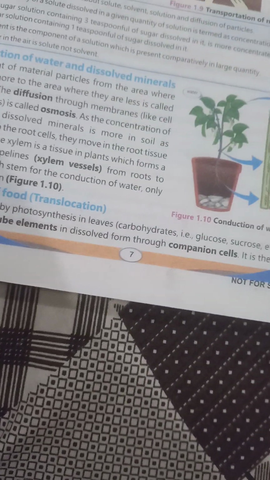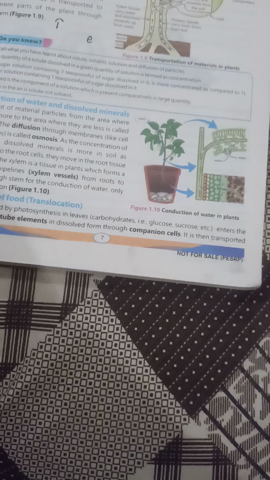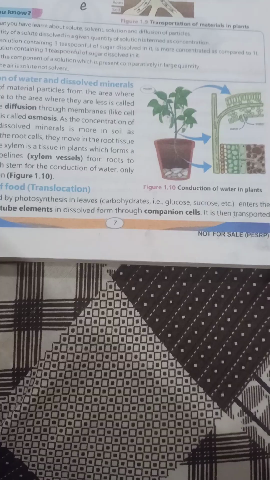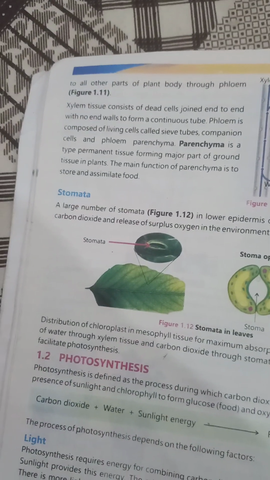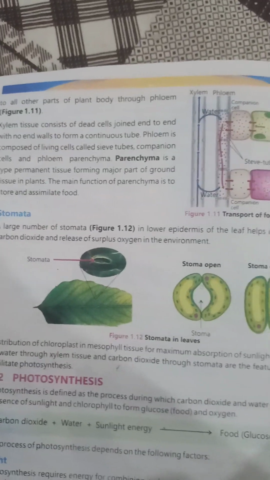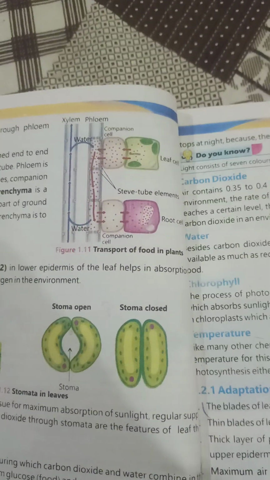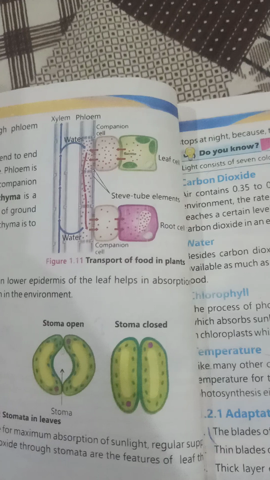Food prepared by photosynthesis in leaves, carbohydrates like glucose, sucrose etc. enters the phloem sieve tube elements through companion cells. It is then transported to all other parts of the plant body through phloem. This is a figure of transport of food in plants.